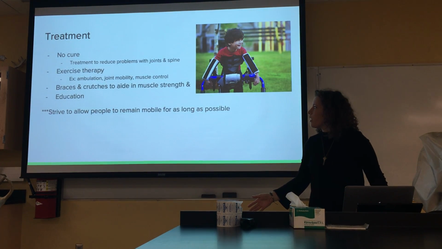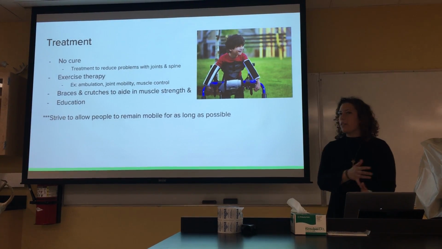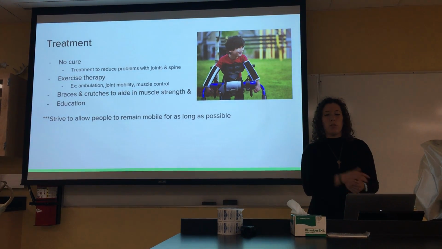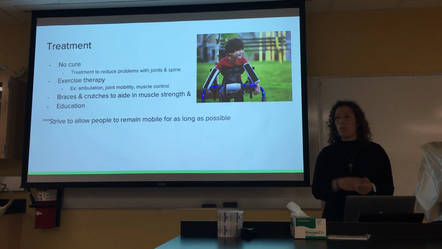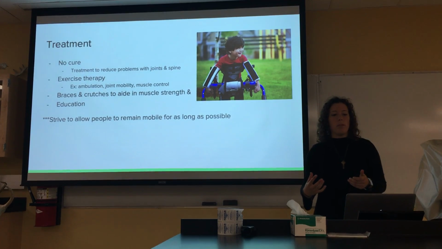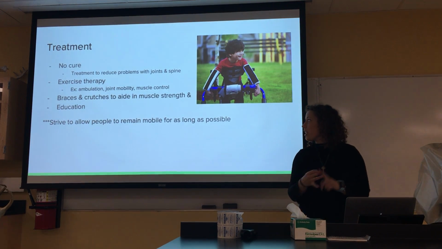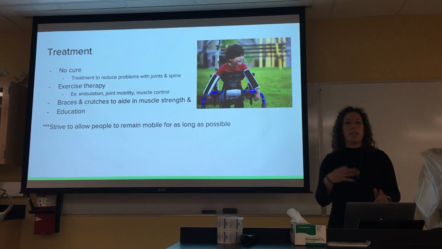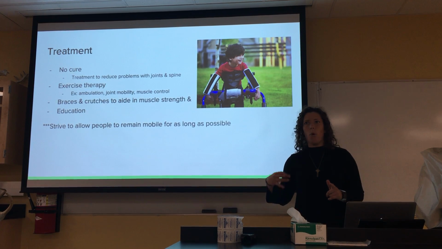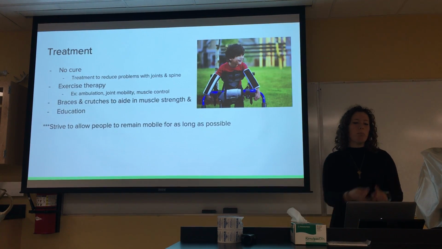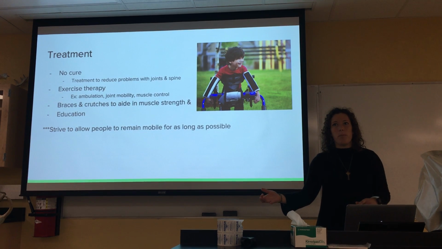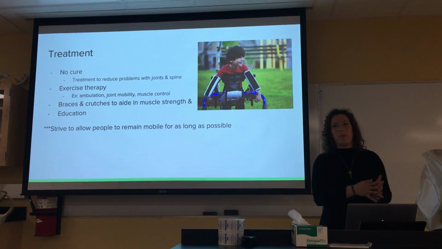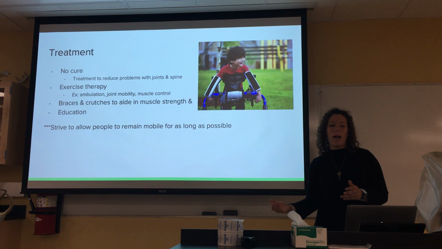So there is no cure to muscular dystrophy, but treatment is done to reduce the problems within the joint and the spine. One common one is exercise therapy, like ambulation, joint mobility, and muscle control, to try to keep those muscles mobile for as long as possible. Braces and crutches are used to aid in muscle strength and mobility. And then education is a big one, so that you can strive to allow people to remain mobile for as long as possible.